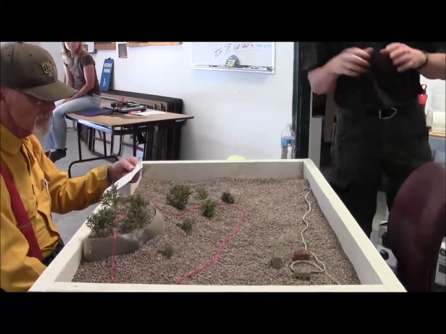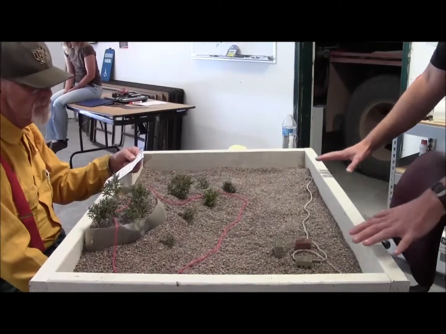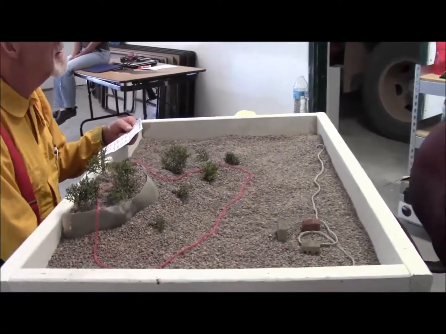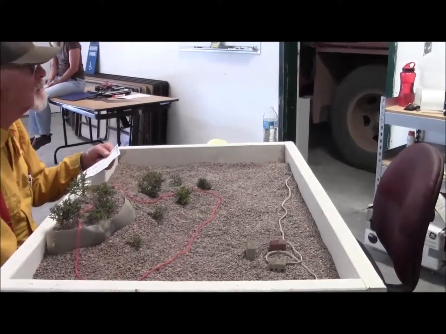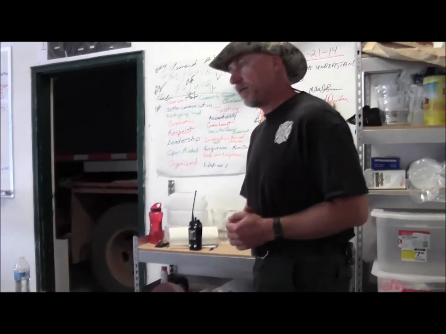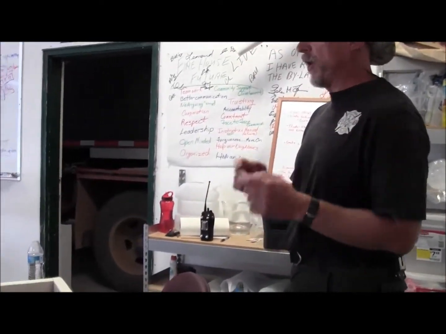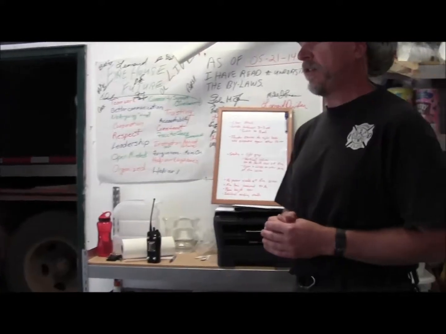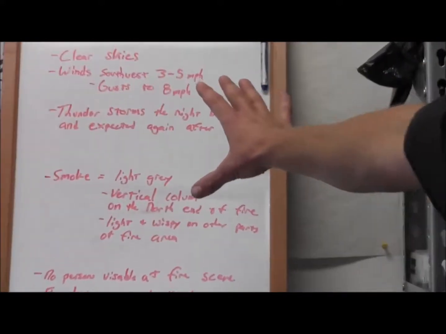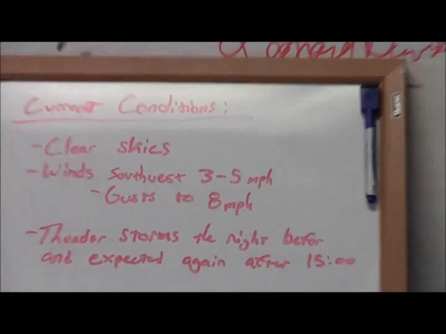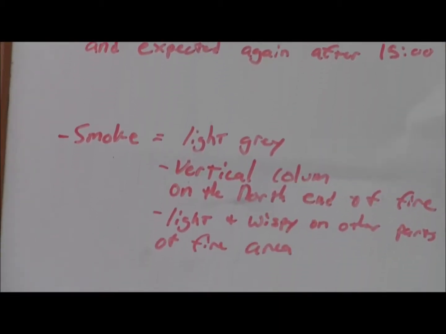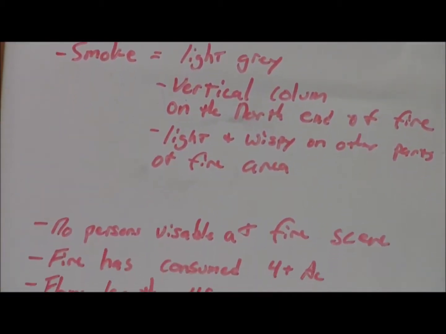So, Bill, when you look at this sand table, you can gather information from here. And I've given you some current conditions and basic information on this board here. So I'm going to give you an undetermined amount of time. And you're going to have to fill out your size-up card as quickly as possible using the information off this board and what you see on this table. Do you understand? Okay.